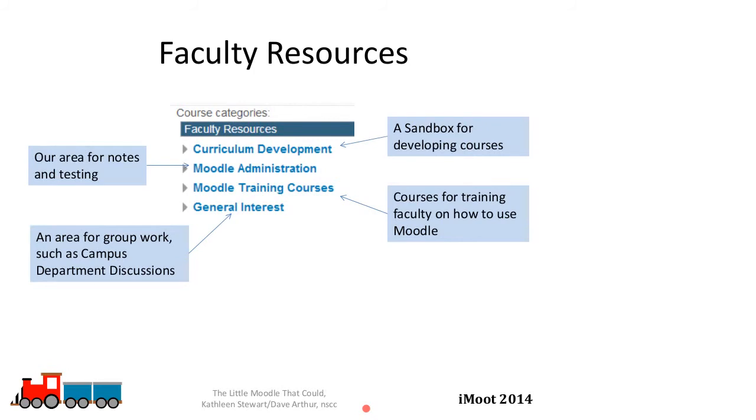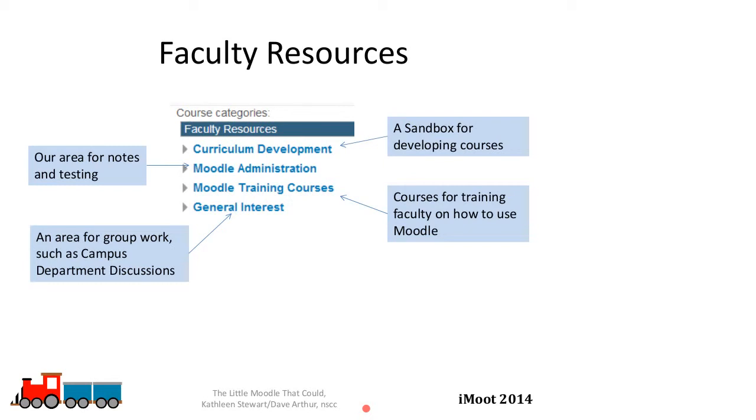We also have a number of faculty resources. That's one of the course categories on our site. The curriculum development area is basically a sandbox for setting up courses. When people have new courses that they're getting ready for the following year, they can start them in the curriculum development area, and then we move them out into the live area once they're ready to go. And we have the Moodle administration, which is just our own spot for any testing or notes that we have for the current version. The Moodle training courses are training courses for faculty, and there's an intro to Moodle for faculty, and then there's more Moodle, and then we have a course for our Moodle 2.5.